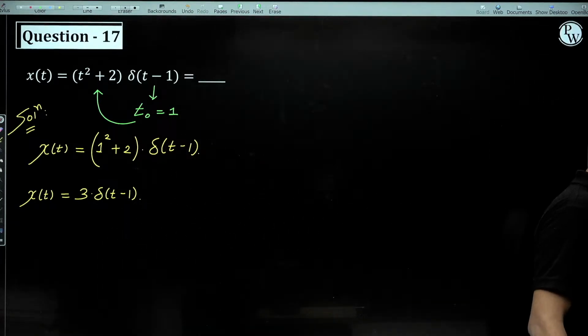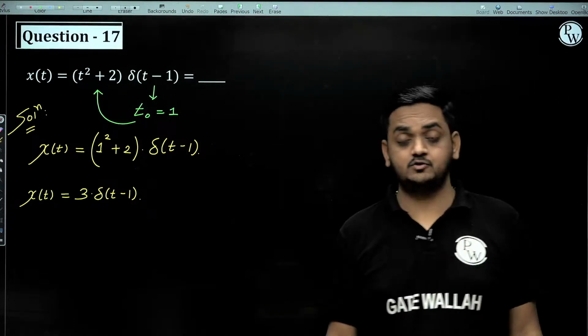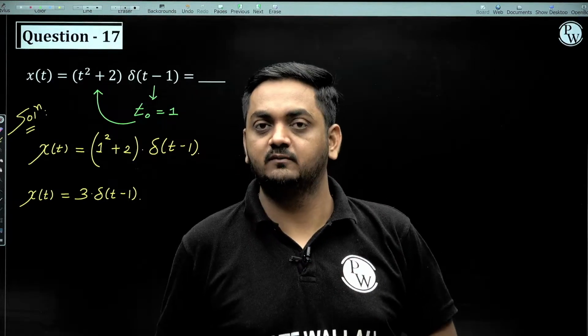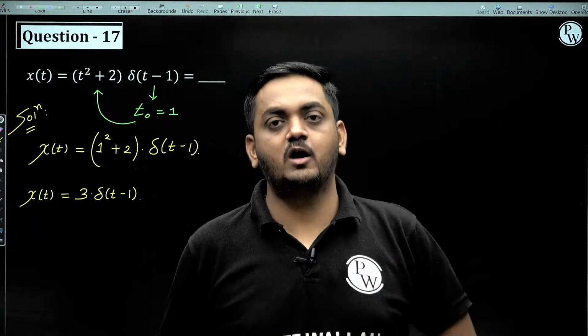So these are the different questions based on the properties of the continuous time impulse function, also known as the Dirac delta function. You can solve more similar questions, guys.